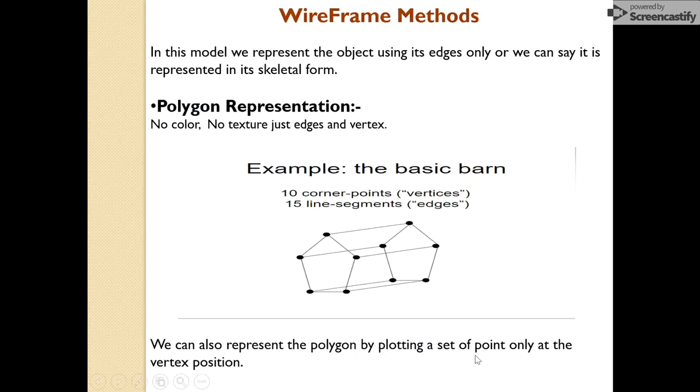So the topic we are going to discuss is wireframe methods. In this model, we represent objects using their edges, or we can say it is represented in its skeletal form. The wireframe method, as the name suggests, is the representation of the object using its edges and vertices only. As we can see in our example, the barn polygon is represented using its edges only.